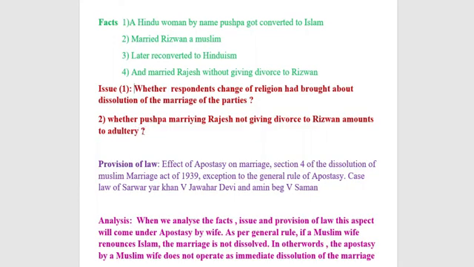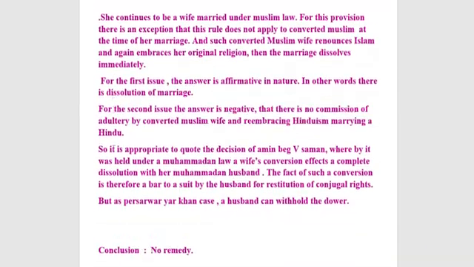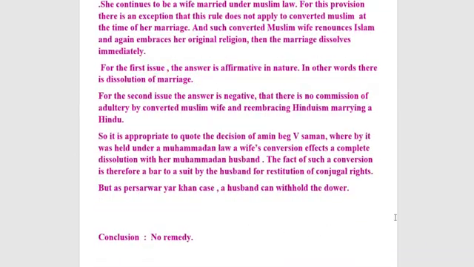Here, whether Pushpa marrying Rajesh, not giving divorce to Rizwan, amounts to adultery. Here in the problem they have given bigamy, but it's not bigamy, we have to make it adultery. With regard to this issue, the answer is negative, that there is no commission of adultery by the converted Muslim wife by re-embracing Hinduism and marrying a Hindu.